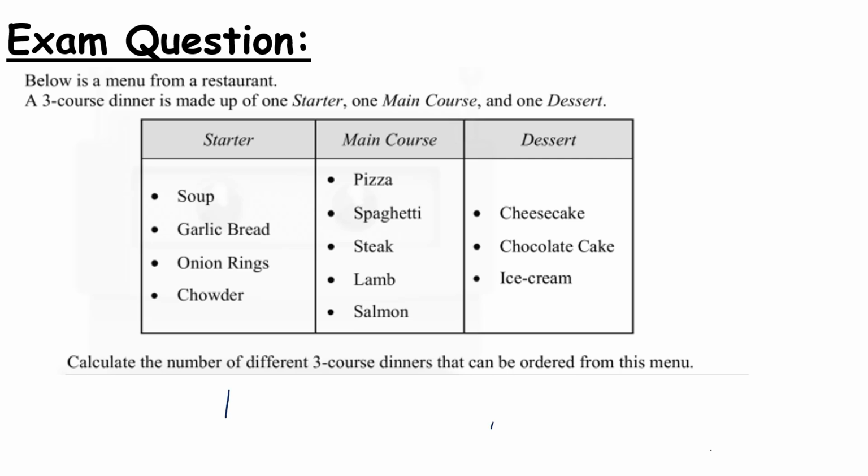We have 4 starters and multiply. We have 5 main courses and multiply 3 desserts. Now you can work this whatever way you want. So 4 times 5 is 20, 20 times 3 is 60. So there are 60 different 3-course dinners that can be ordered from the menu.